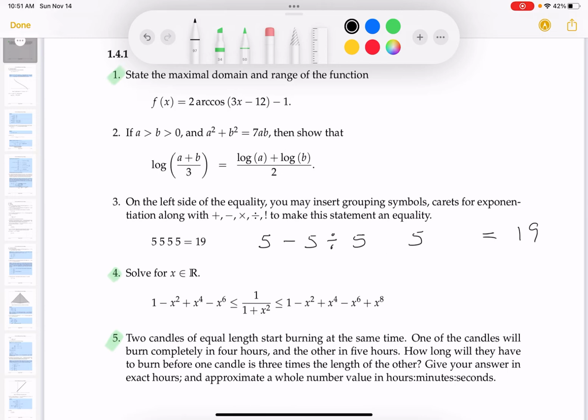And now what I'm going to do, it says on the left-hand side, you may insert grouping symbols. Well, let's put in a grouping symbol now. And I'll put a factorial symbol there now. So again, what does that give me? That gives me 5 minus 1, which is 4. And 4 factorial is, let me write that down for you, 4 times 3 times 2 times 1. Well, that gives me 24, right?